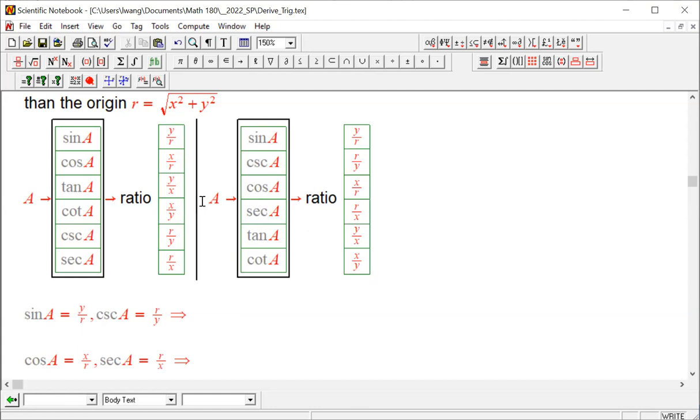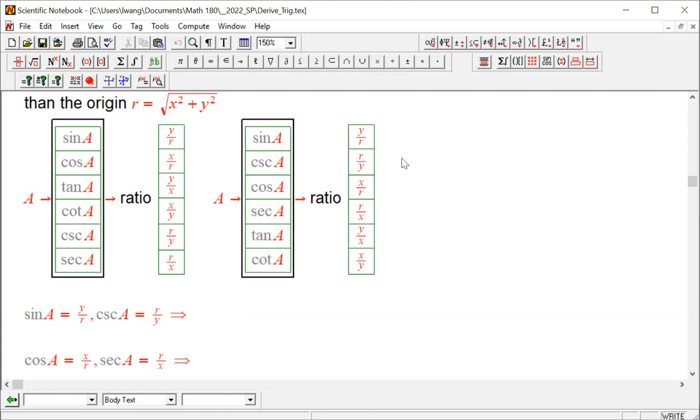When we rearrange it in this way, it's still the same 6 definitions for trig functions. But if we look at each pair, we find that they are just reciprocal to each other. Cosine and secant are reciprocal to each other. And tangent and cotangent are reciprocal to each other. So let's see what else we can derive.